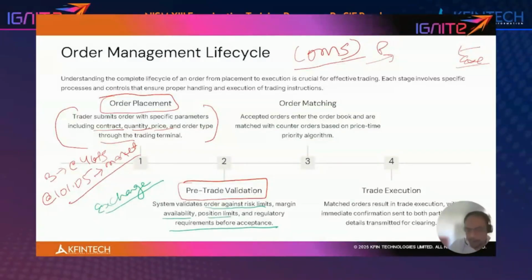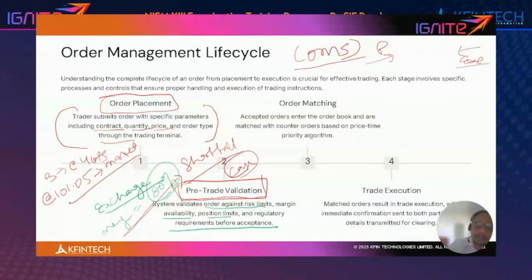Now suppose I am buying an interest rate futures and in my margin account I have, say, 80% of the actual margin required. So whenever I place this order, the system will prompt me that there is a shortfall of margin before executing the order, please post more margin or put more cash in your margin account. Then only you will be able to proceed with the order. So these are the pre-trade validations. Before the order is actually executed, there are a lot of compliance and validation checks.